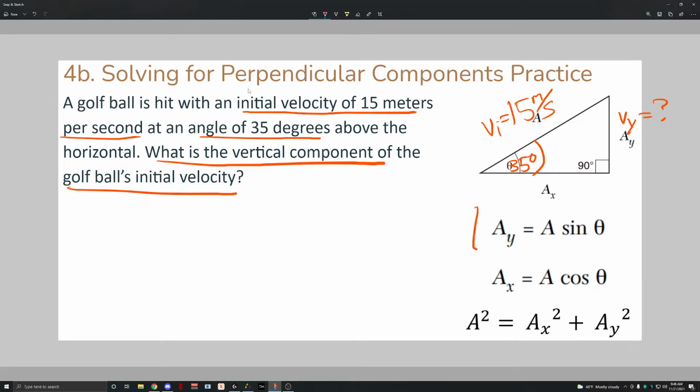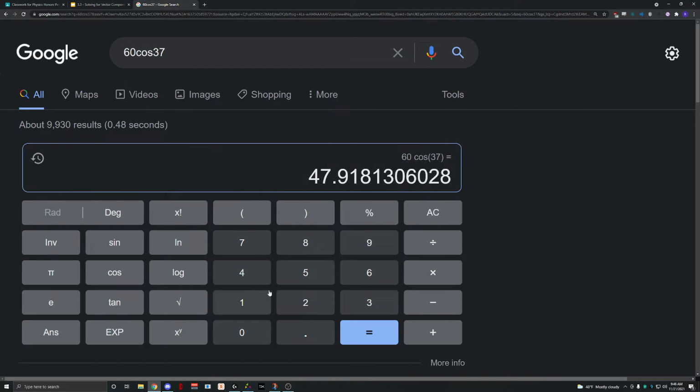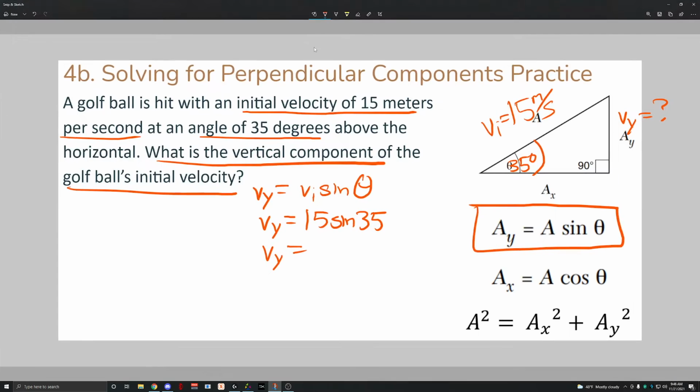So which formula are you going to use? Well, you're going to use this one, right? Vy is equal to Vi sine theta. So Vy is equal to 15 sine 35 degrees. You're going to plug this into your calculator, making sure it's on degrees. 15 sine 35, you get 8.6 meters per second. And so that's your vertical velocity.